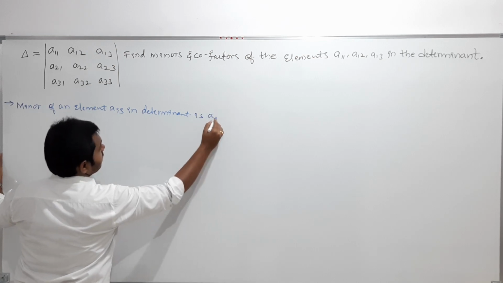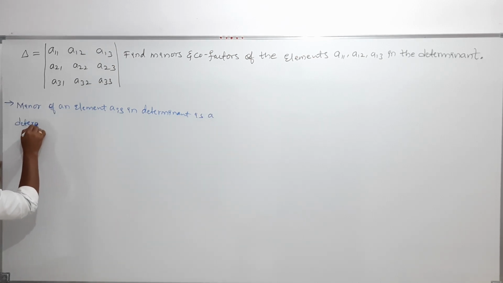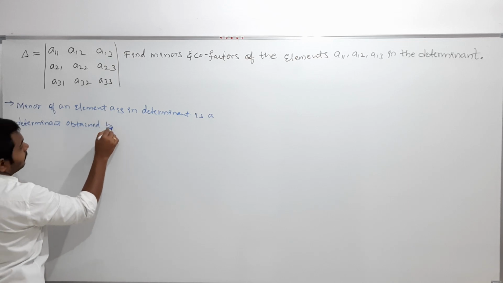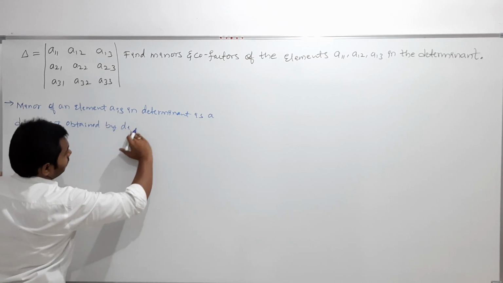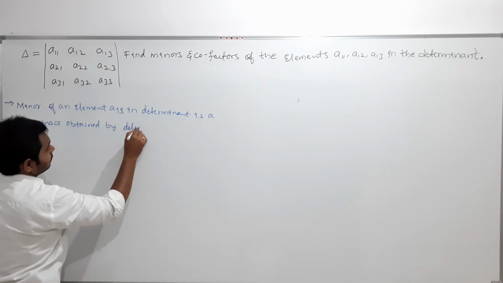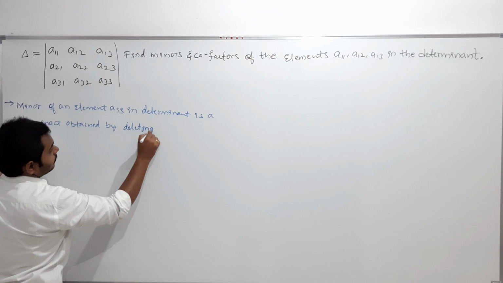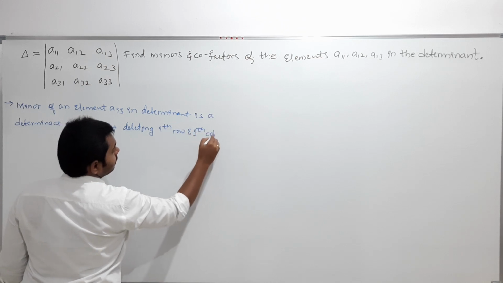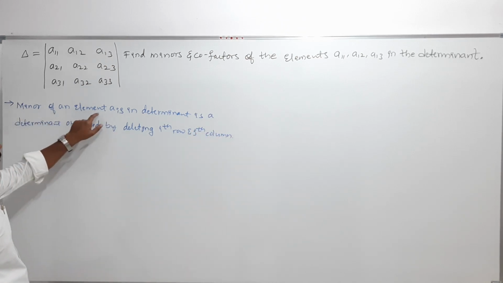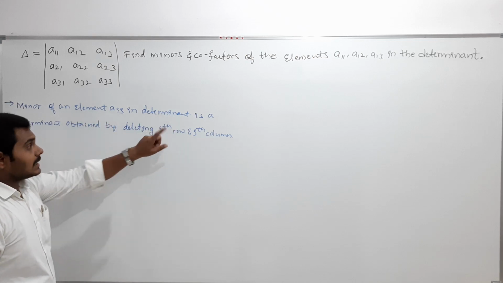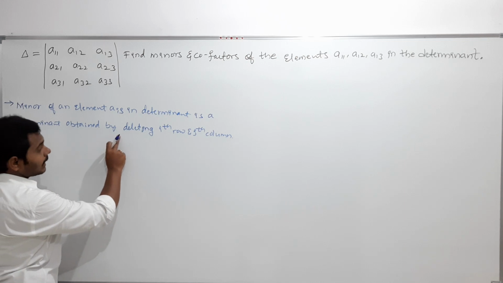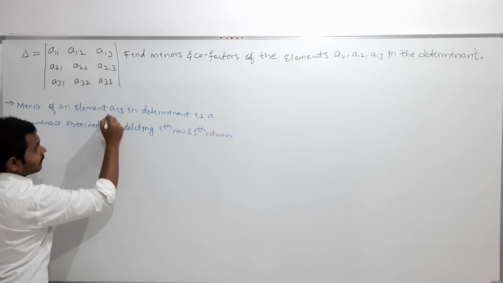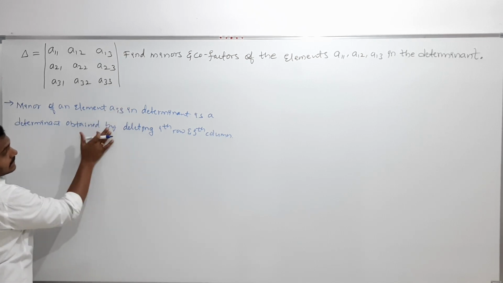So the minor of an element Aij in a determinant is a determinant obtained by deleting the ith row and jth column. Here the minor of an element aij in a determinant is a determinant obtained by deleting the ith row and jth column. It means, if I wanted to find the minor of an aij element, this is a general formula we have.